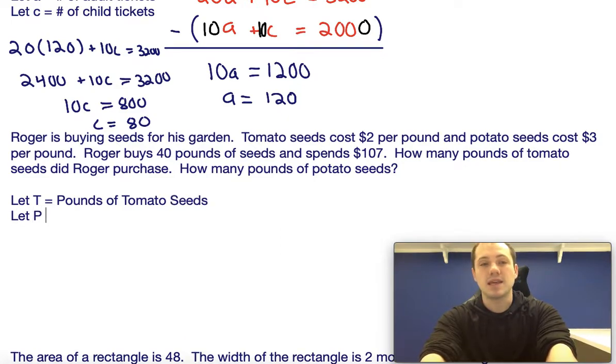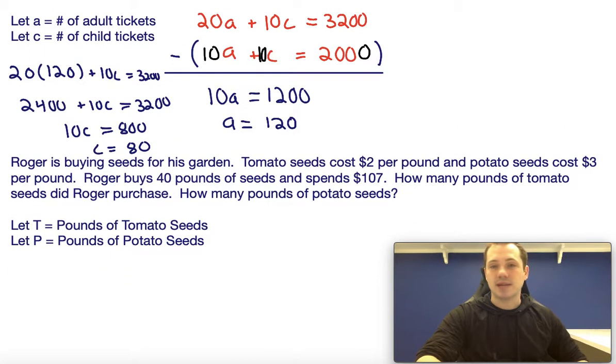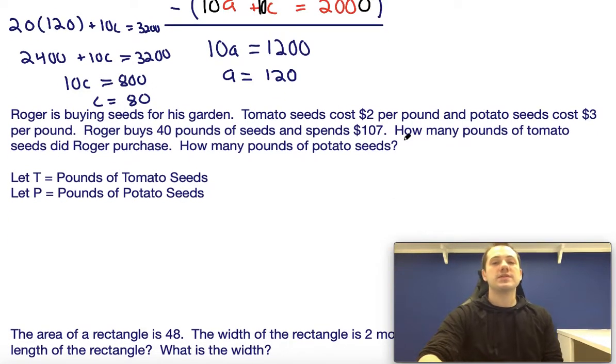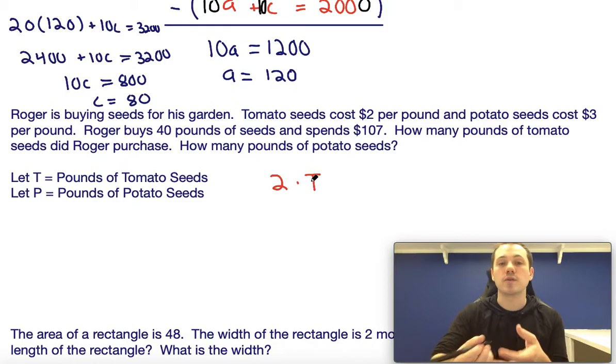And then we're going to let P equal the pounds of potato seeds. P for potatoes, P for tomatoes. Now, we're then going to do what we did last time, where we set up our equations. So if tomato seeds cost $2 a pound, if I multiply 2 by the pounds of potato seeds, this is dollars per pound times pounds, I'm just going to get the total amount of money that Roger spent on tomato seeds.